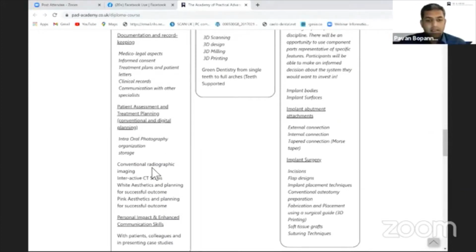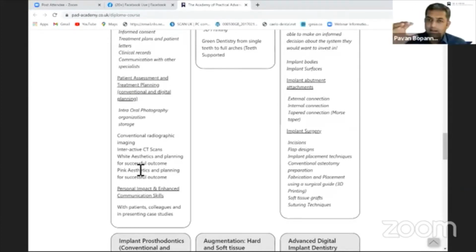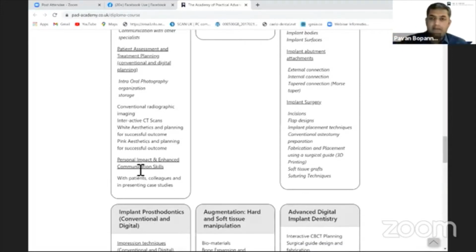Okay, and then we will run a live session by Deborah Hall. She was an ex-BBC presenter, and she will speak on personal impact and enhanced communication skills. Okay, so she will help with how you can make an impact the first time you meet a patient and to recruit patients as well at the same time.